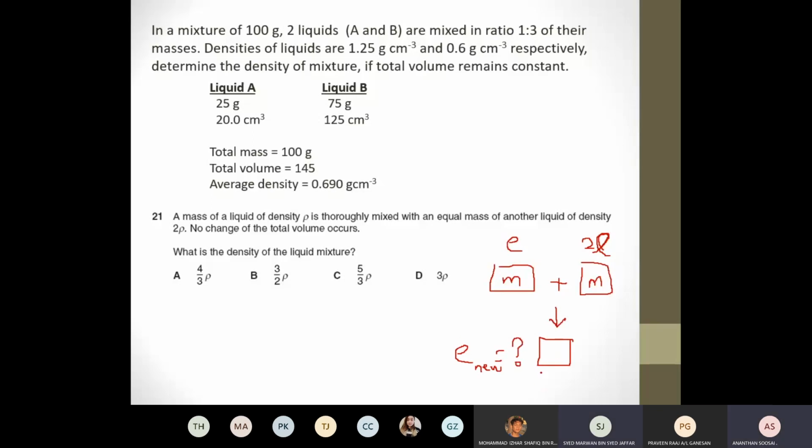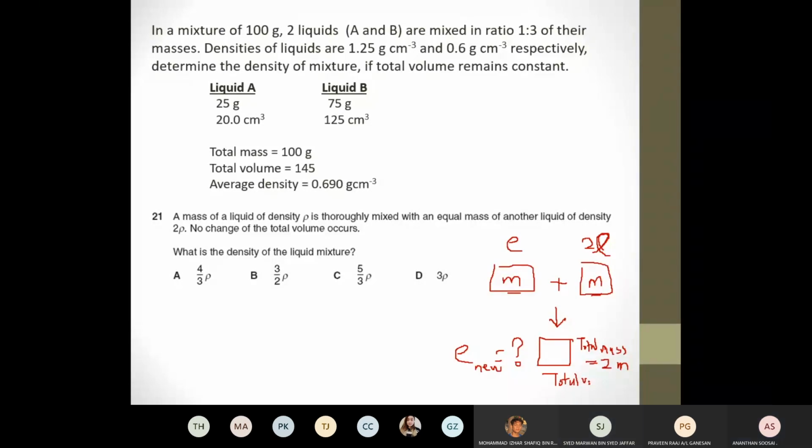So to find new density, you need to know this total mass here. What is the total mass? So of course, here M, here M. So the total mass will be 2M. Okay. Now you need to get total volume. What is the total volume?